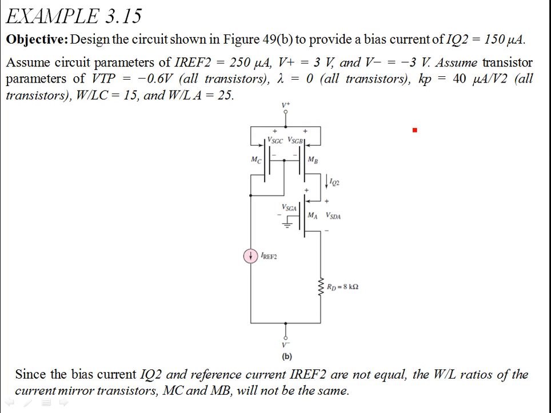about NMOS current mirrored MOSFETs. Now we have this PMOS configuration, PMOS transistors, which are in supposedly current mirror configuration. But the currents you see over here, for example, in this example, this IREF2 and IQ2 are different.